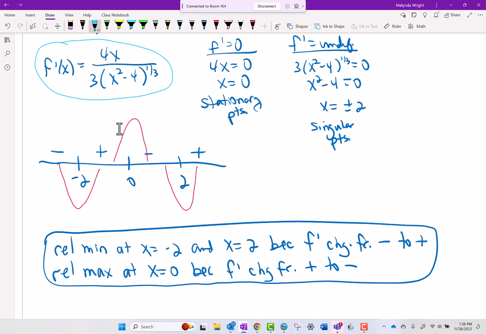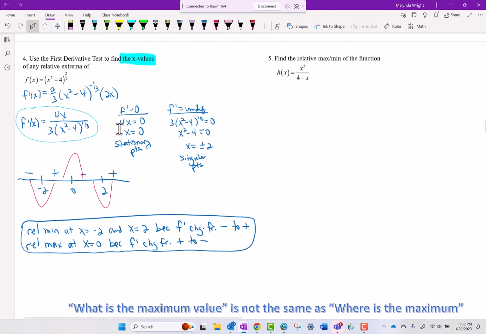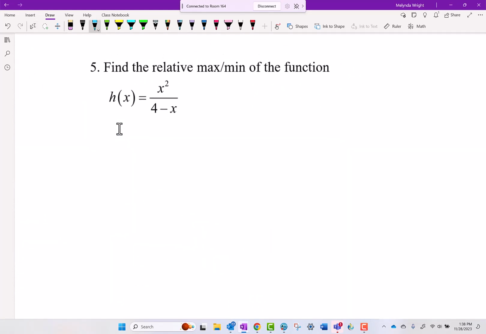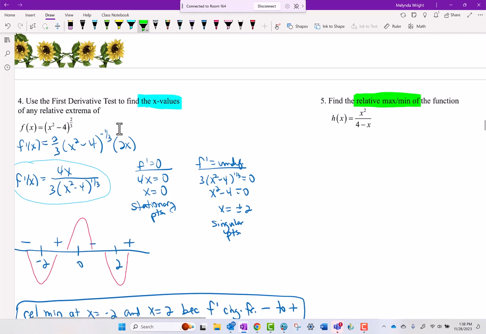Okay, are we okay? One more. Now this one asked us to find the relative max and min. This is a different ask. I want you to look at the way those are worded. Really important. Number 4 asked us to find the x values. Number 5 asked us to find the relative maxes and mins. That is a y value. These are y values. They don't even really care about the x value.